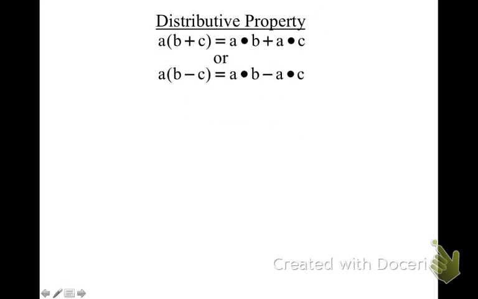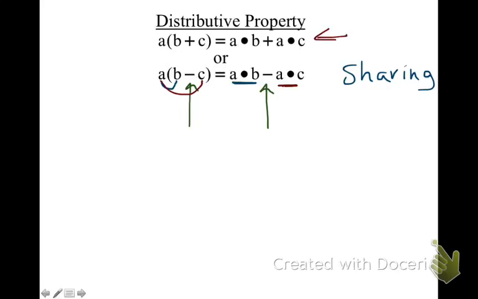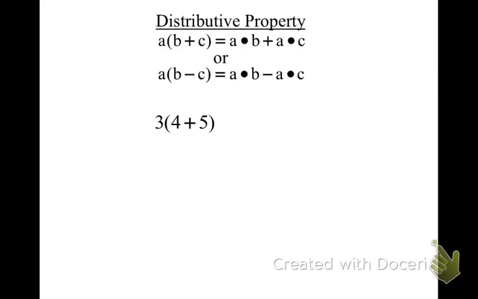Now the distributive property also works even when we have a subtraction sign, or a minus sign, or a negative sign. So once again, we are sharing. So I have my A times my B, that's where this comes from. Then I have my subtraction sign, which is also right here. Then, once again, I'm sharing my A with my C, and that's where I get my A times C. So it works for positives and for negatives, or when we're adding or we're subtracting. Still, we are sharing.